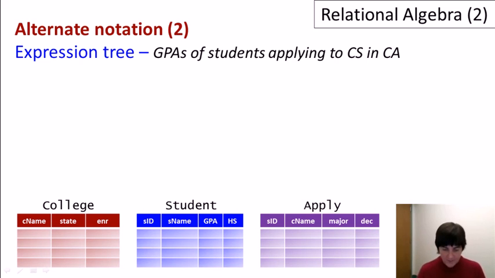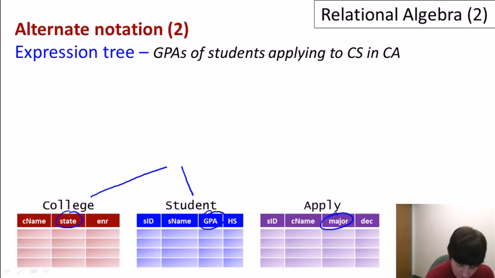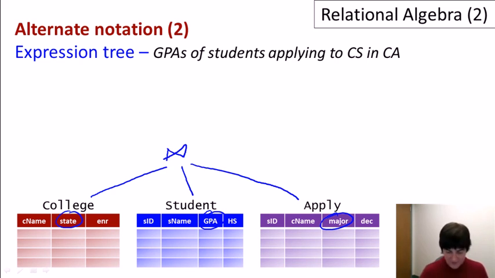So for this example, let's suppose that we want to find the GPAs of students who are applying to CS in California. So that's going to involve all three relations, because we're looking at the state is in California, and we're looking at the student GPAs, and we're looking at them applying to CS. So what we're going to do is make a little tree notation here where we're going to first do the natural join of these three relations.